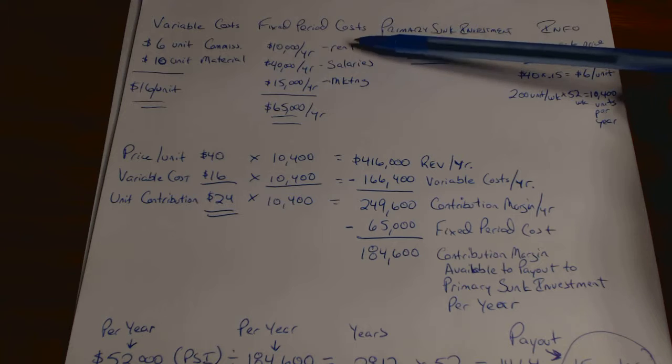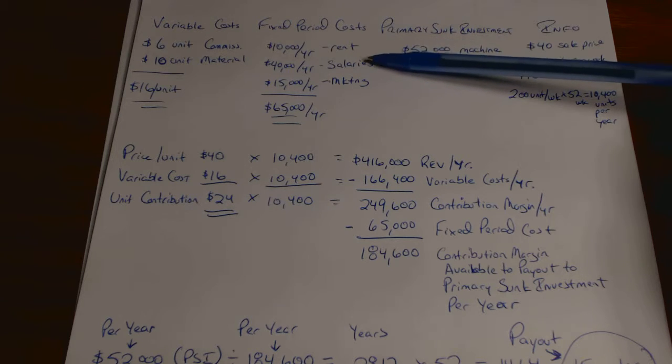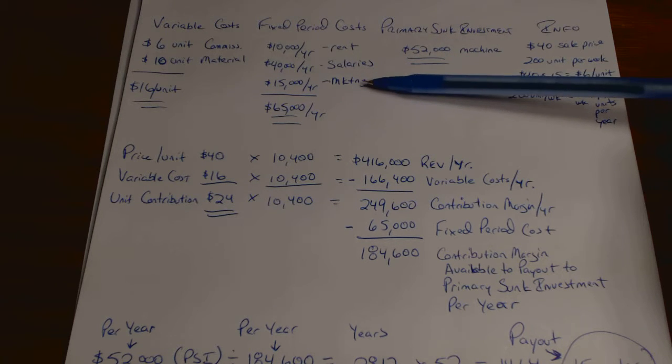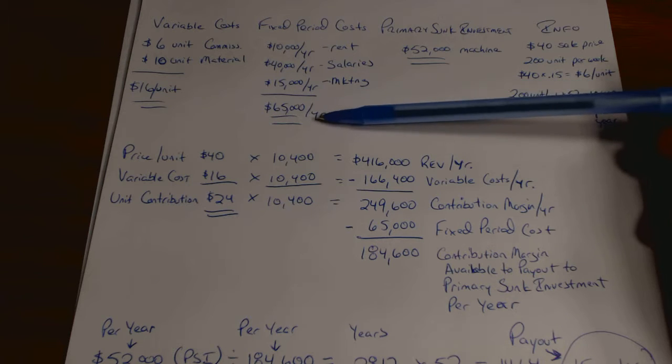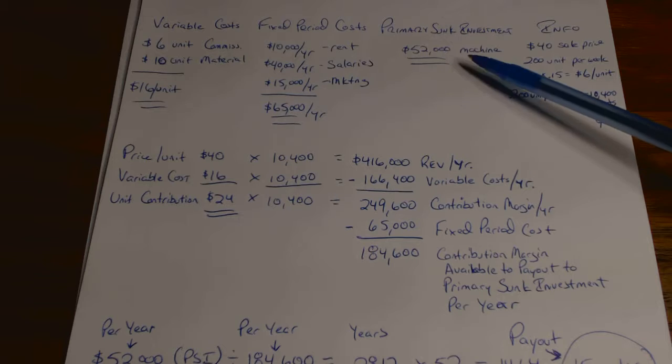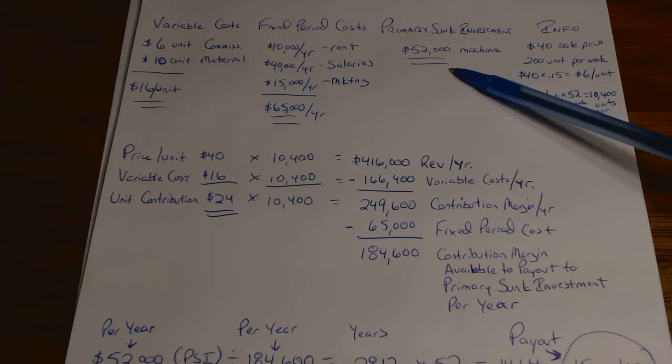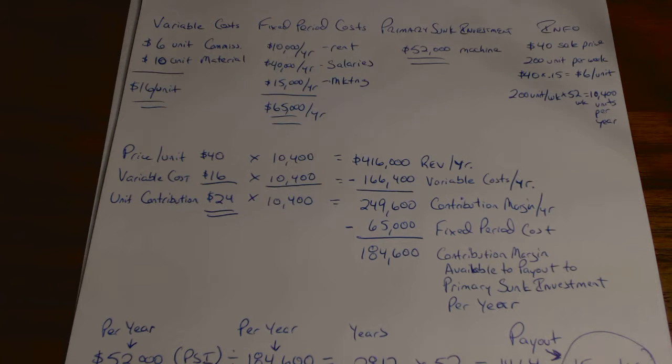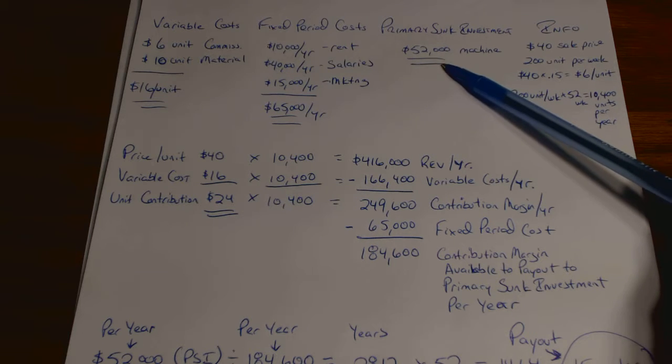Your fixed period cost, they told you, was $10,000 per year in rent, $40,000 per year salary, $15,000 per year marketing. So your fixed period cost, your FPC, is $65,000. Remember, your primary sunk investment, the machine, was $52,000. Okay, so they want to know the payback of that $52,000.